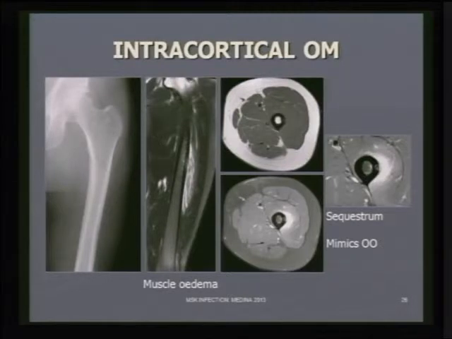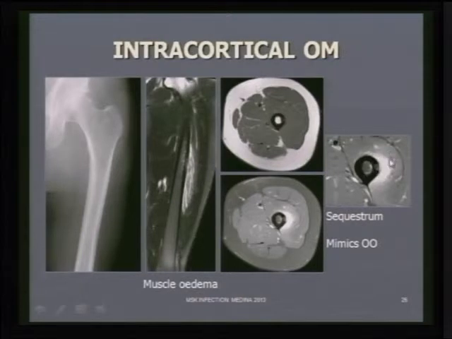This is a young man presenting with chronic thigh pain. We see very little abnormality on the plain film, just a bit of rarefaction of the cortex here. Again, we see the cortical abnormality here. There's very little marrow edema, but very extensive muscle edema. And on the axial images here, we see a very, very small lytic area containing a small area of low signal. And this was felt to represent an osteoid osteoma nidus, but it was elongated on the CT study.